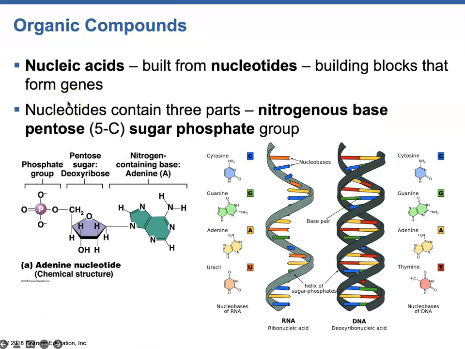Then these things that are called nucleic acids are built from these units that are called nucleotides. And the best example I can give you for this is the DNA that's in our cells. Our DNA is our genetic blueprint that is going to dictate how our body is going to make proteins. And so a nucleotide contains three parts.